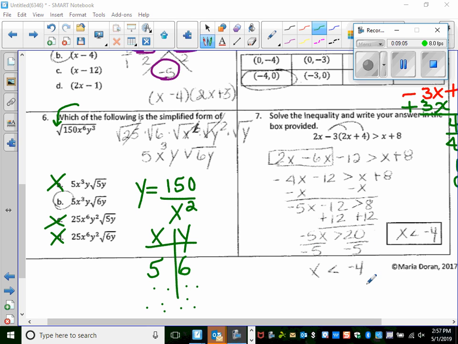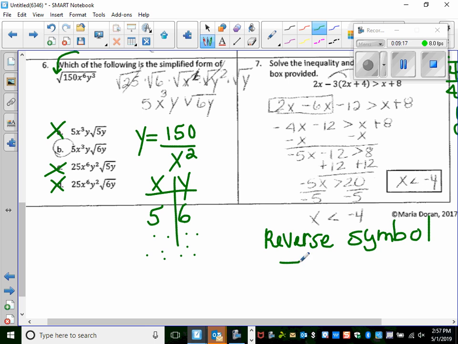Okay, so you might even want to put reverse symbol, because we divide by a negative. We divide by a negative, so reverse the symbol. All right, any questions on this page before we move to the next?